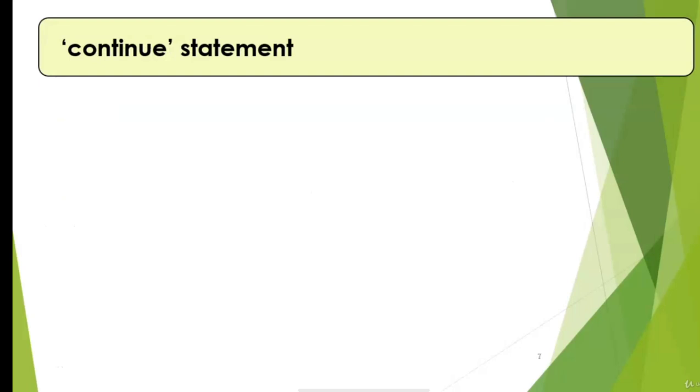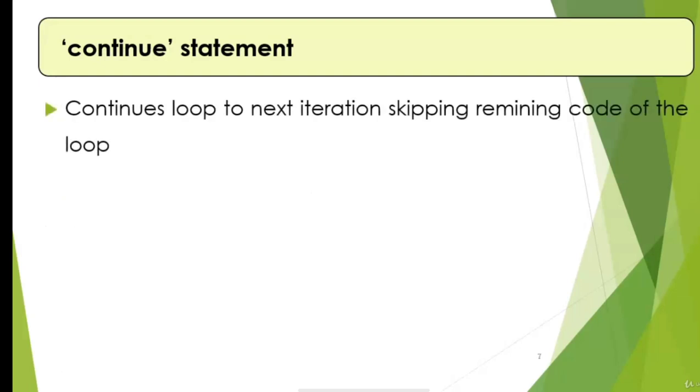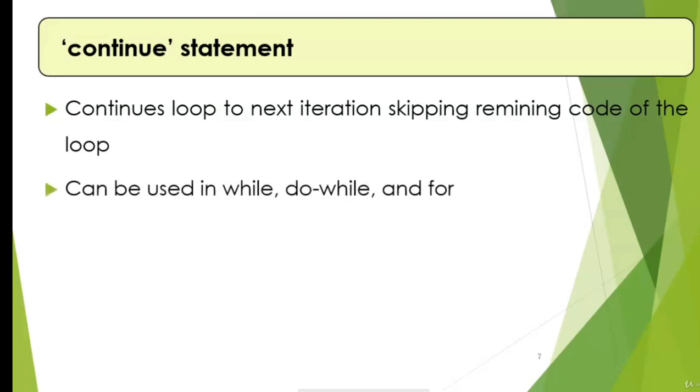Let's discuss continue statement. Continue statement continues the loop to the next iteration by skipping remaining code of the loop. It can be used inside the while loop, do while loop and for loop. Syntax for using continue statement is continue is a keyword, everything is in small, mention the semicolon at the end of continue. So the moment you use the continue statement inside a loop, the remaining code of that loop is skipped and loop goes to the next iteration.